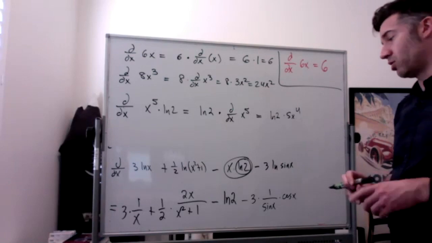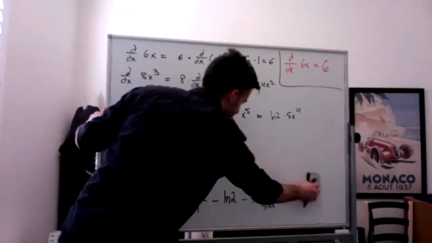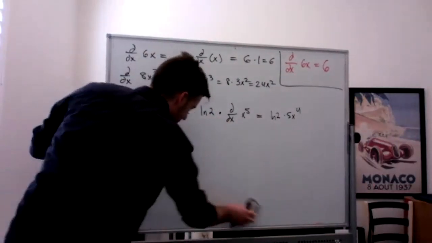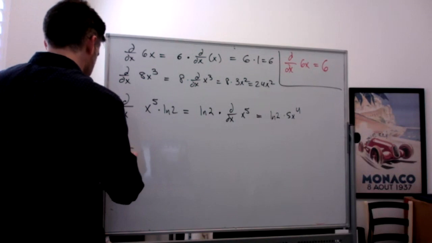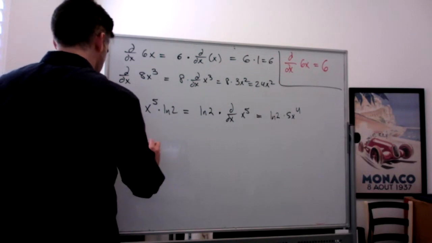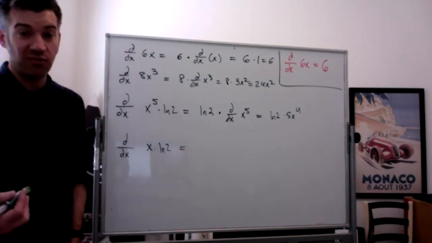The other way you could look at this, actually there's a couple ways you could look at this. So one way to approach this as well is, say I want to find the derivative specifically of x times the natural log of 2, I could use the product rule.